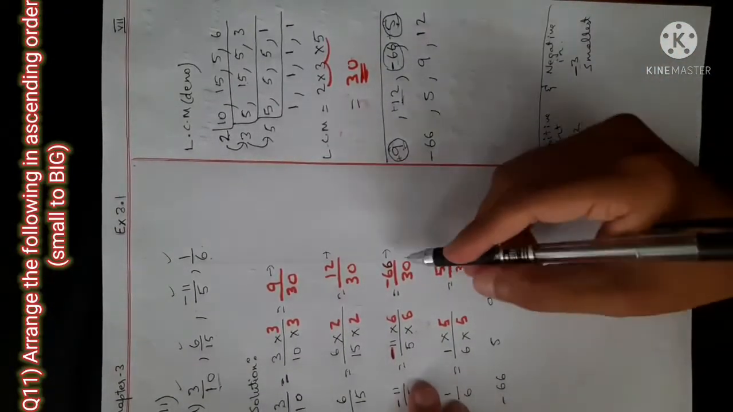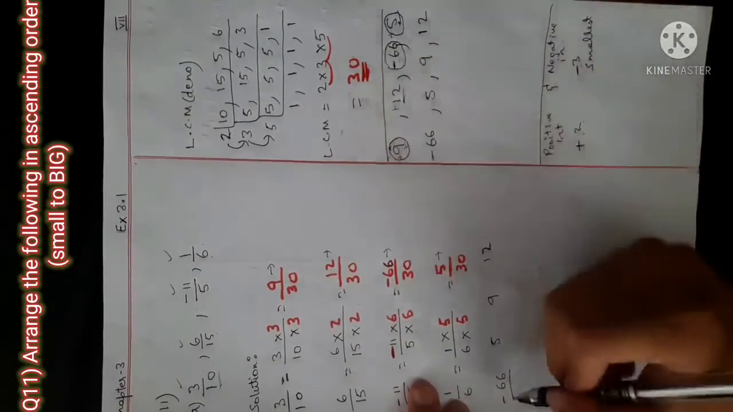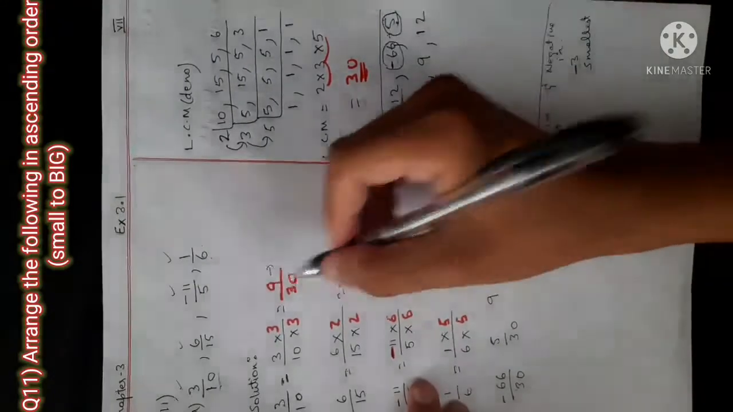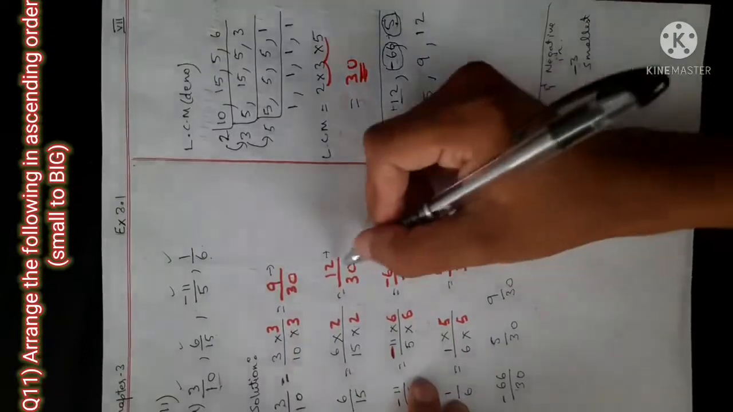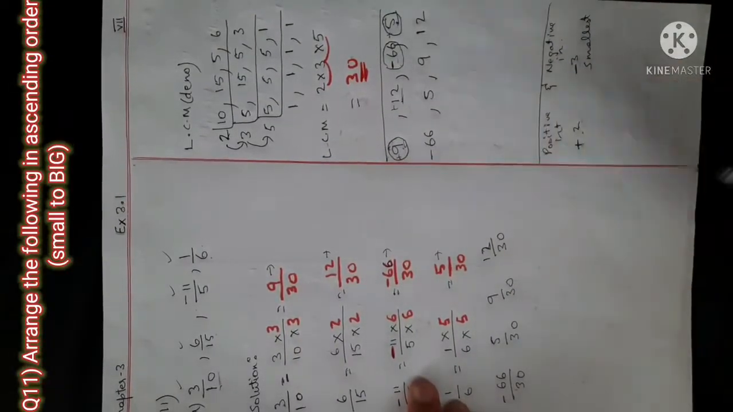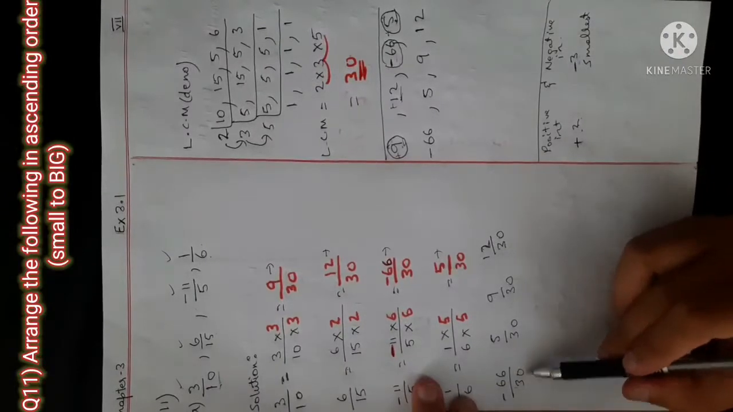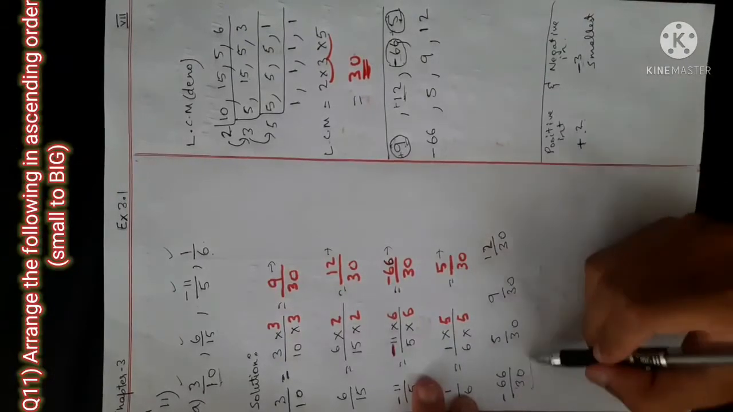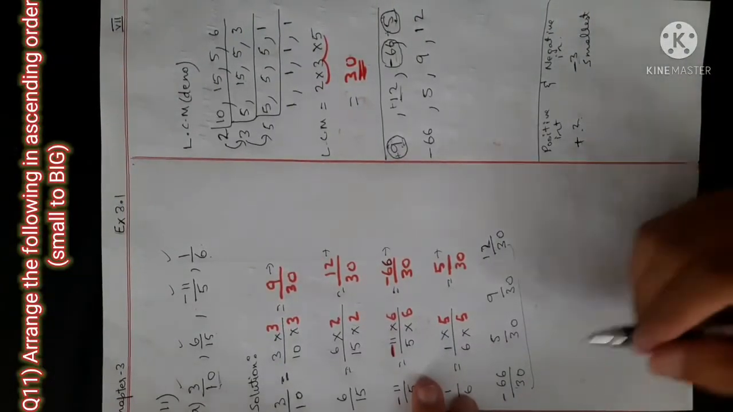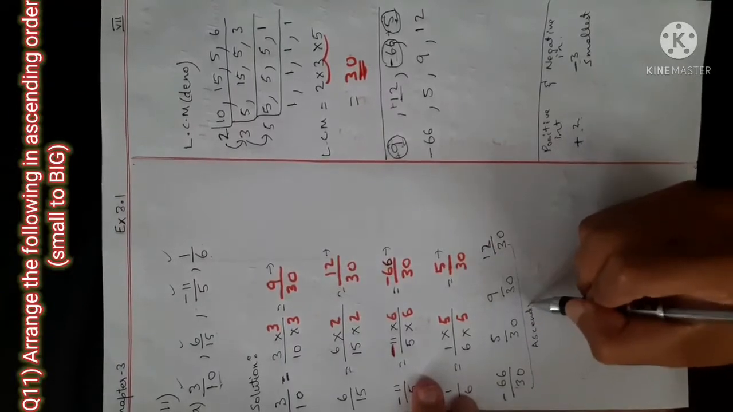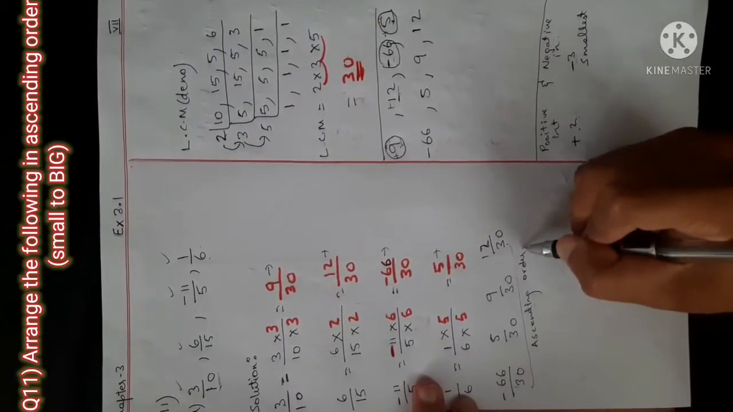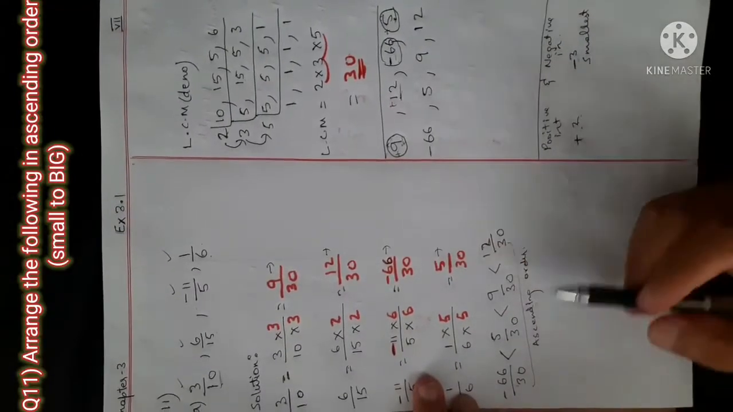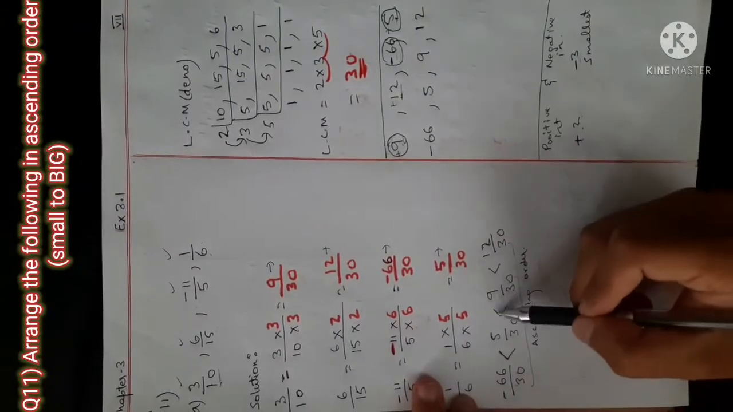So now we put the denominator. This is minus 66 by 30. This is 5 by 30. This is 9 by 30. And this is 12 by 30. So we have arranged these rational numbers from the smallest to the biggest, into ascending order. So we put the less than sign. Remember, in ascending order, we put the less than sign.